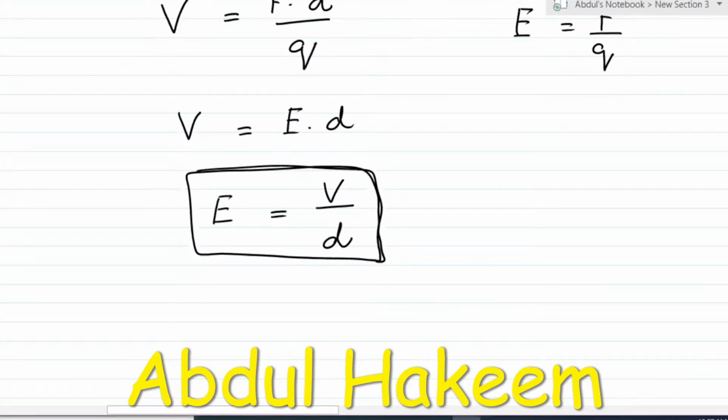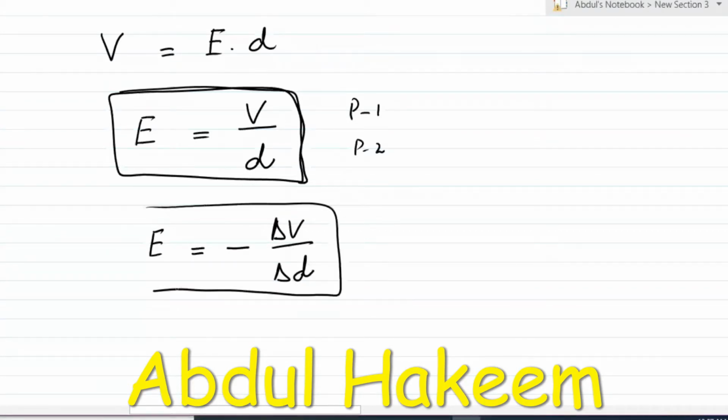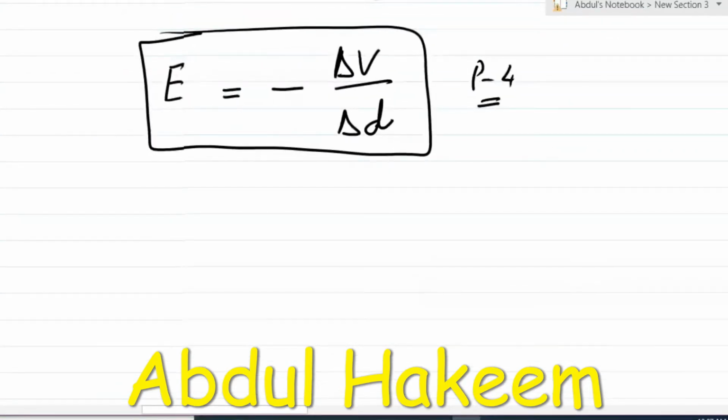But this shape of the formula is acceptable in paper 1 and in paper 2, not in paper 4. For paper 4, we will write it as minus delta V over delta D. So this expression, this formula will be used in P4. Look, the reason behind it, more details are required.